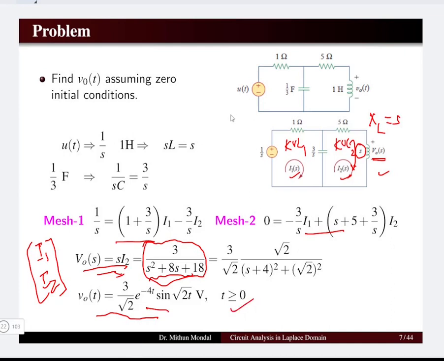So given a problem in the time domain, we have converted it into a frequency domain circuit and then applied the normal circuit analysis technique, and then through the inverse Laplace transform we have obtained the solution of V0 of t. So we have avoided writing the differential equations for the inductors and the capacitors.